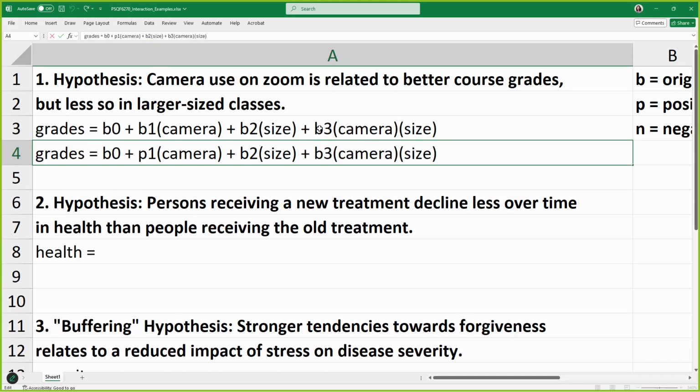Now, this person is somewhat agnostic about the effect of class size. Do you think that better grades are related to higher class sizes or lower class sizes?